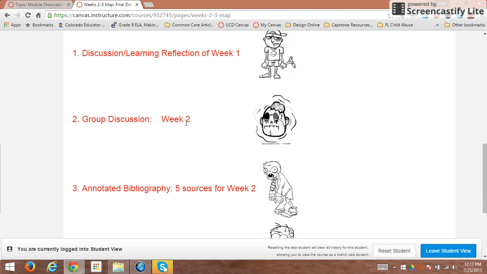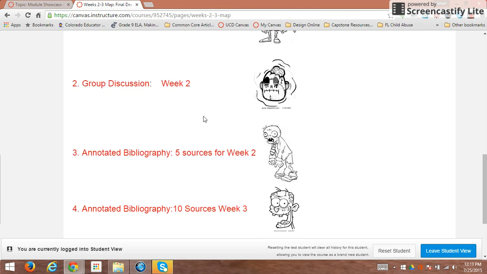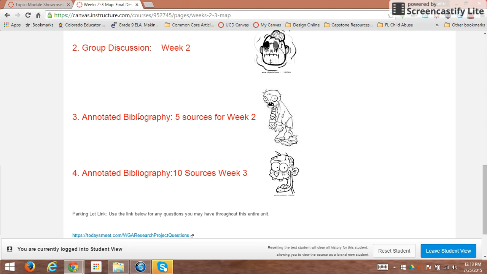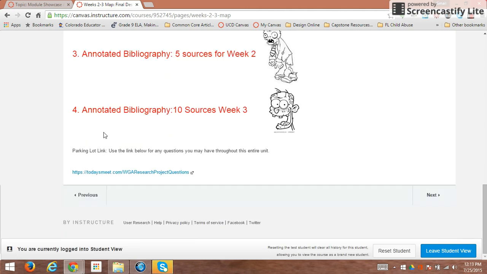This will be for week 2, and then it will continue on to week 3. And then they will complete their annotated bibliography. They'll need to locate 5 sources for week 2, and then the remaining 5 sources for a total of 10 for week 3. Keeping in mind that the parking lot link is still here, so if they have any questions throughout the unit, they can still post their parking lot questions.